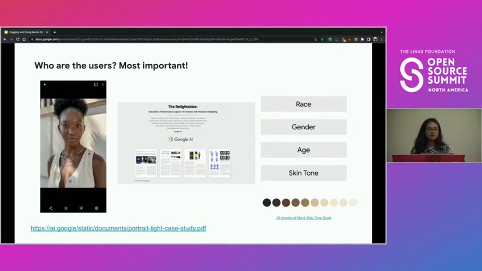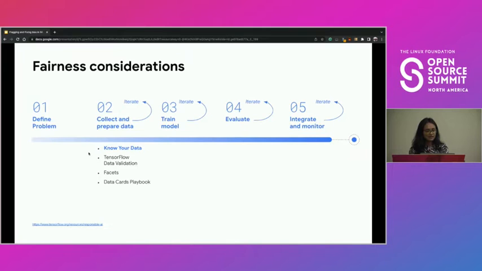When you're defining a problem, like for example, when you're designing this feature for Pixel that essentially does the portrait mode on Pixel phones, you need to think about who the users are. How are they segregated? What's their age group, gender, race? You should be thorough in defining this so that eventually you test it exhaustively on these user groups as well.